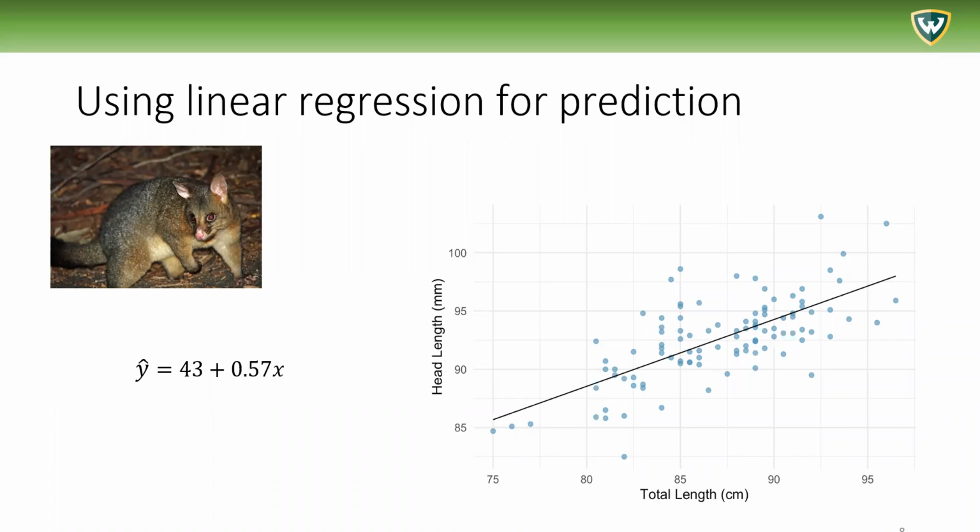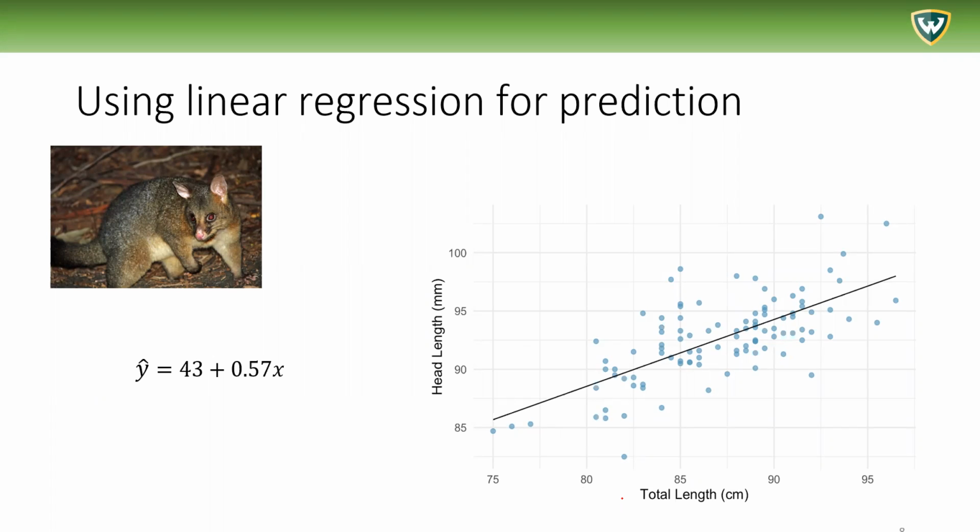Using linear regression for prediction. Nowadays, linear regression is one of the major, if not the main tool for both analysis and various types of predictions. And we're going to use an example here with possum, the animal possum, but hopefully you can see how this approach can be used for all kinds of phenomena in the world.